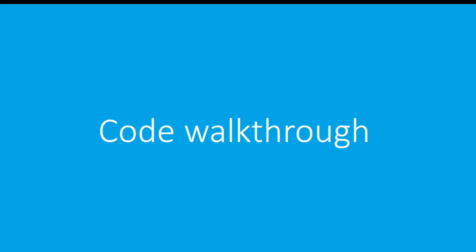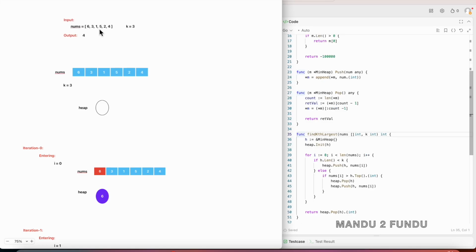Next I am going to do the code walkthrough with sample input. The given input array has 6 numbers, 6, 3, 1, 5, 2, 4, and the value of k is 3. So basically we have to find the third largest element in the unsorted array. So in this case 4 is the third largest element. So the output is 4. So first we initialize the heap. So the heap is empty now.